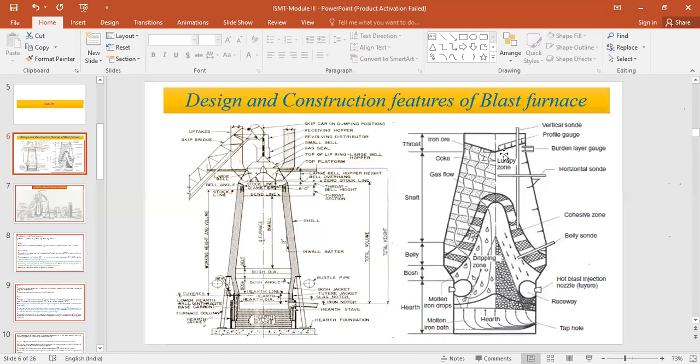So, when you are charging the burden into the blast furnace, certainly the initial temperature to which the burden is exposed will be approximately 200 to 250. And once the burden is allowed to move down across the height of the furnace, and once it reaches the bottommost part of the stack, then here the temperature will be approximately 1000 to 1100 degrees.